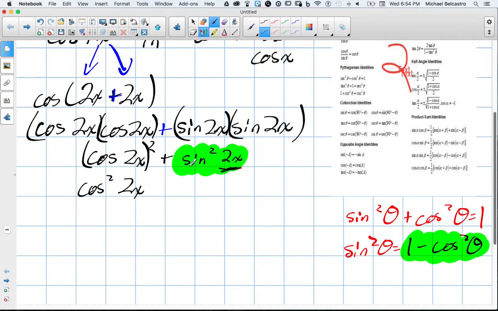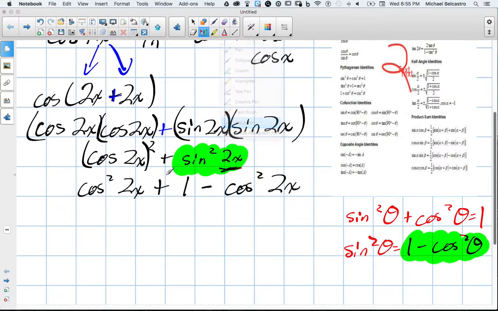Okay, so now we're going to replace this with, is it 1 minus cos? It is 1 minus cos. So we're going to have 1 minus cos squared 2x here. And we have our cos squared 2x. What did I do? This is good. I caught an error.